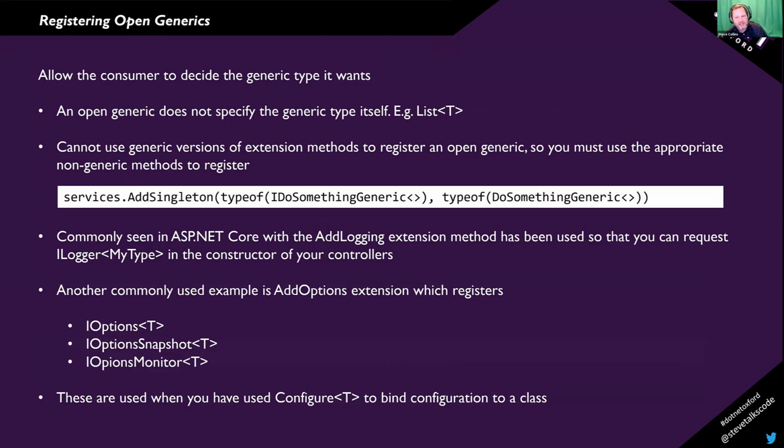Next, we've got open generics, where you define a type parameter on a class type. The place you may be familiar with this, from a DI perspective at least, is the ILogger<T> interface, where inside your controller, in the constructor, you will say, I want ILogger, angle brackets, name of your controller. Similarly, I touched on IOptions in answer to Adam's question. That's another thing where you have IOptions<T>, IOptionsSnapshot<T>, etc.